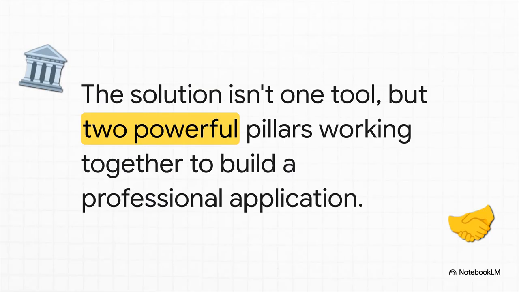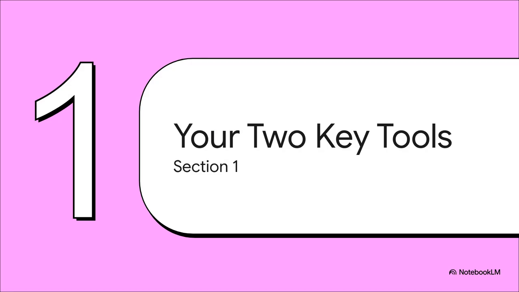So how do we get from that messy side to the professional side? Well, the secret isn't some single magic tool. It's really about bringing two powerful pillars together. Think of it like this. You need one for the raw AI horsepower and another for the solid structural foundation of your entire project. All right, let's dive in and formally introduce these two tools. They're going to be the backbone of your next high-quality machine learning project.